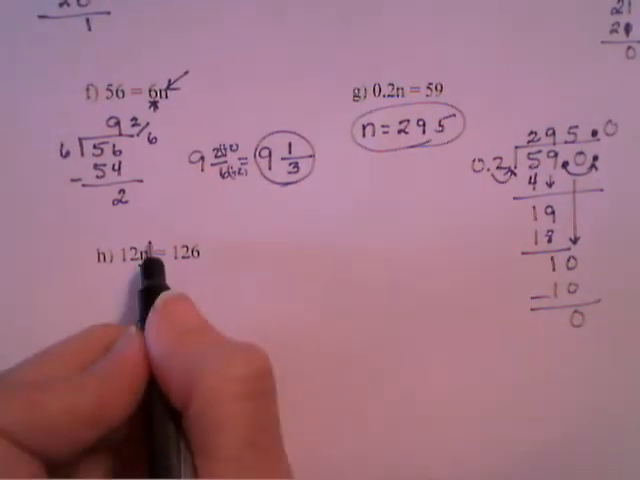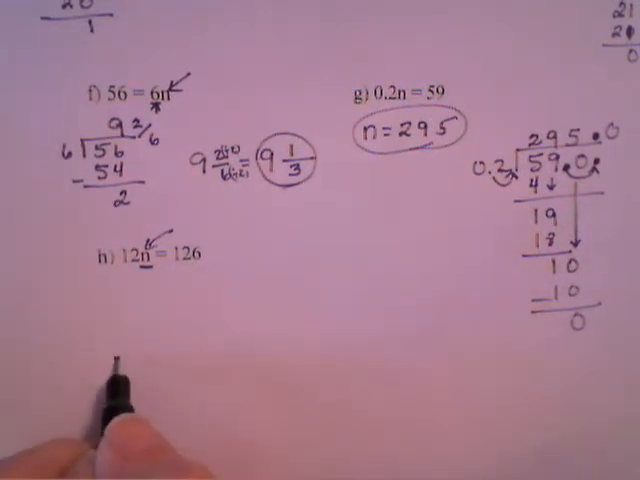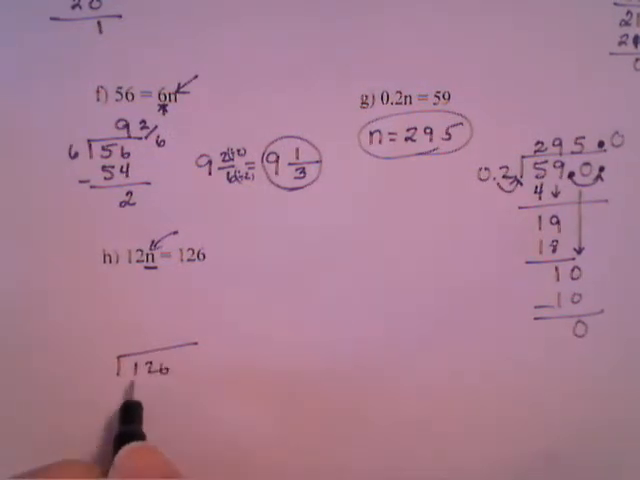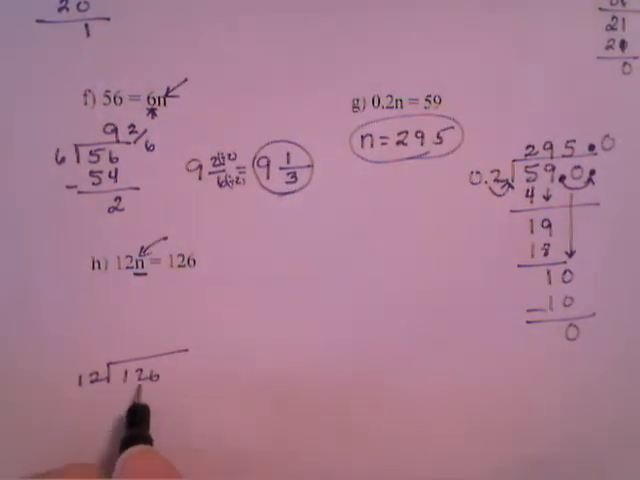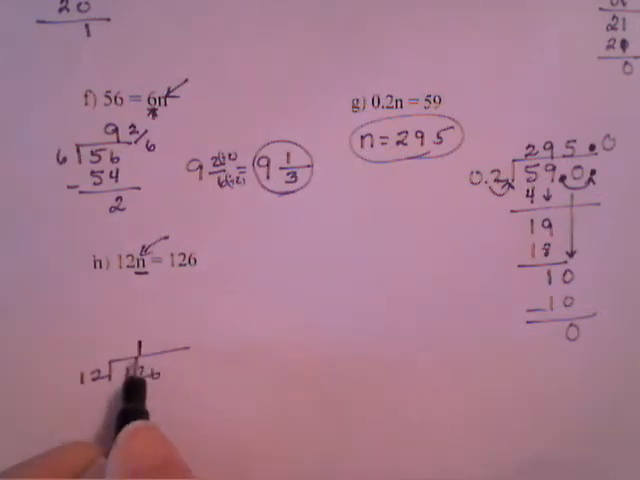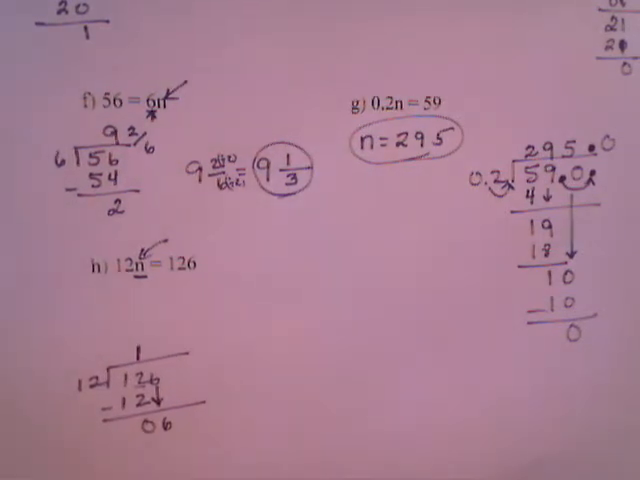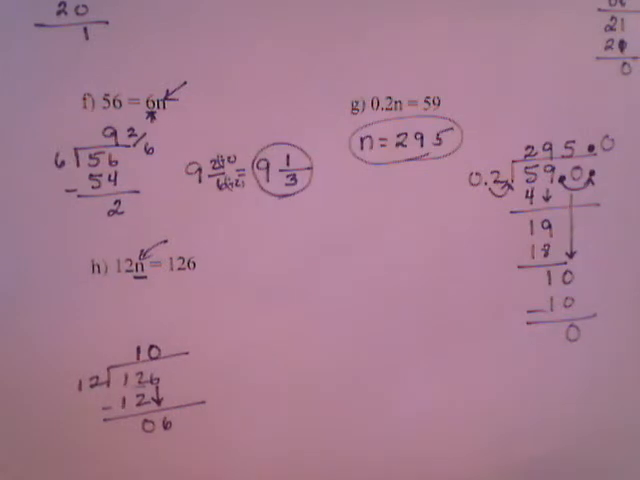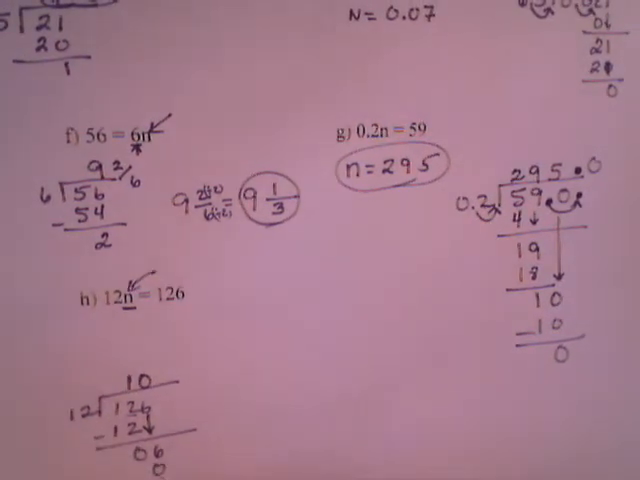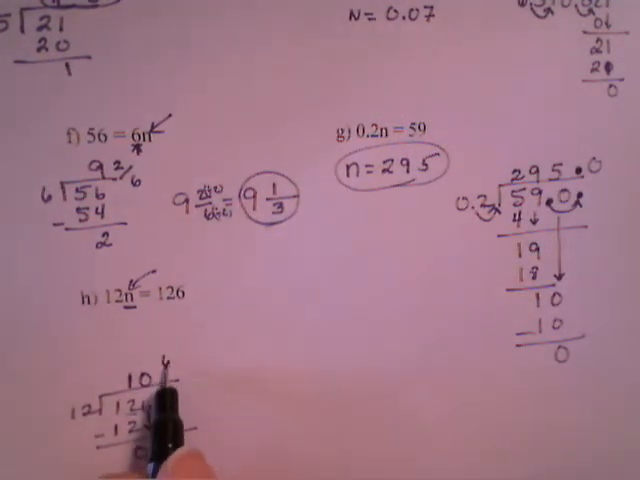Alright, H is the last guy. 12n equals 126. Missing factor because I'm multiplying. So I've got to divide 126 by 12. I'll do that right here. Okay, 12 goes into 12 once. 12 times 1 is 12. Subtract. Bring down that 6. Well, 12 doesn't go into 6. So I got a 0. 12 times 0 is 0. 6 minus 0 is 6. So now I have a remainder of 6, which is the same as 6/12.